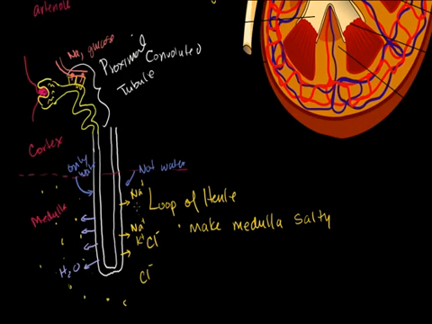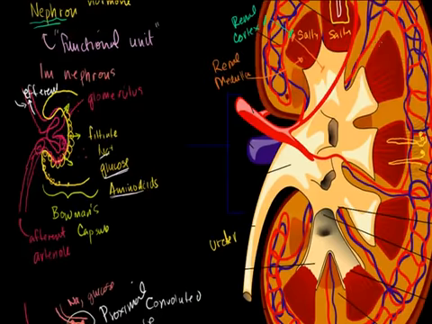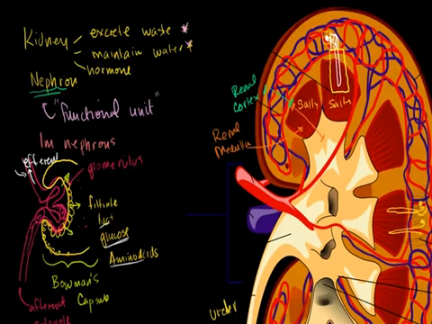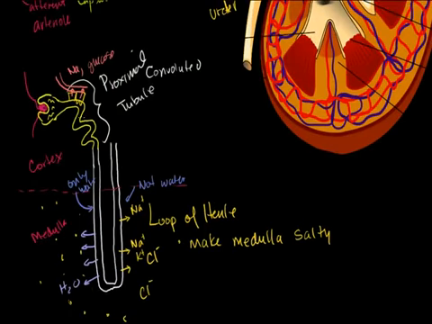So the solution is to make it salty out here by pumping out ions, and then if you make this porous only to water, water will naturally flow out. So this is a major mechanism of gaining back a lot of the water that gets filtered out up here. And the reason why this is so long is to give time for this water to leave. That's why it dips pretty far down into this salty portion. So then we leave the loop of Henle, and we're almost done with the nephron.